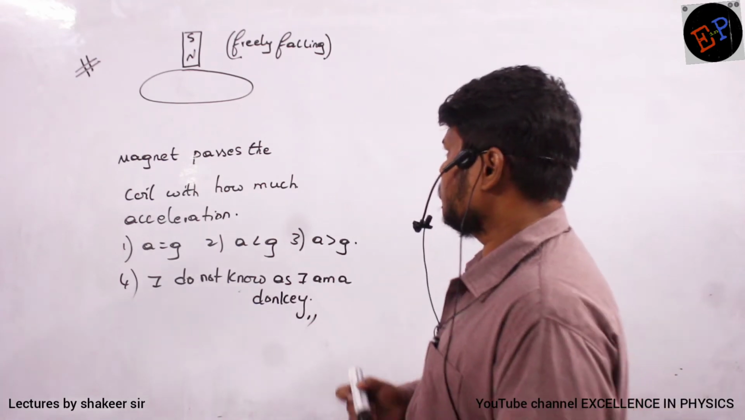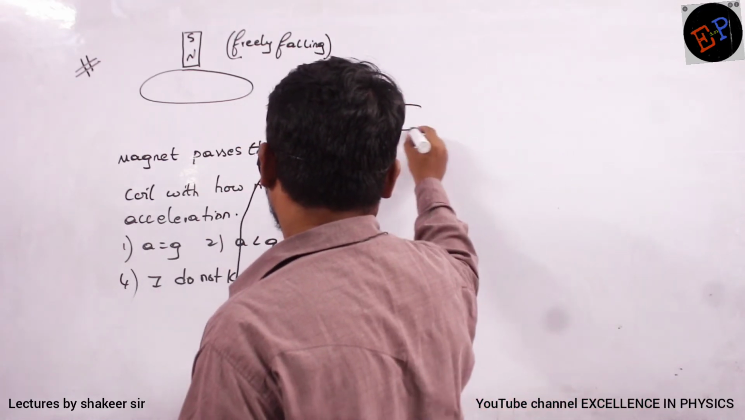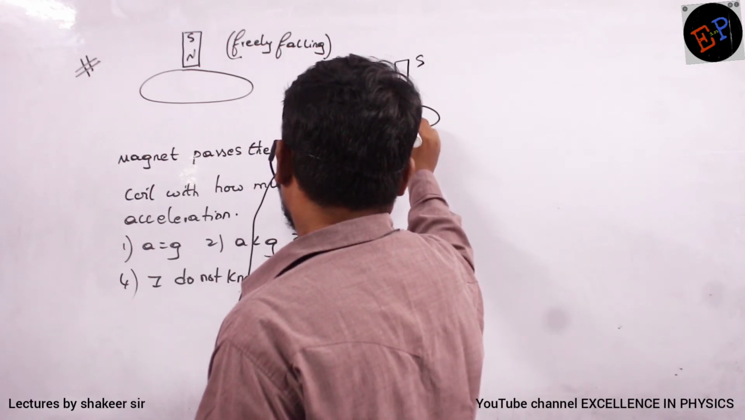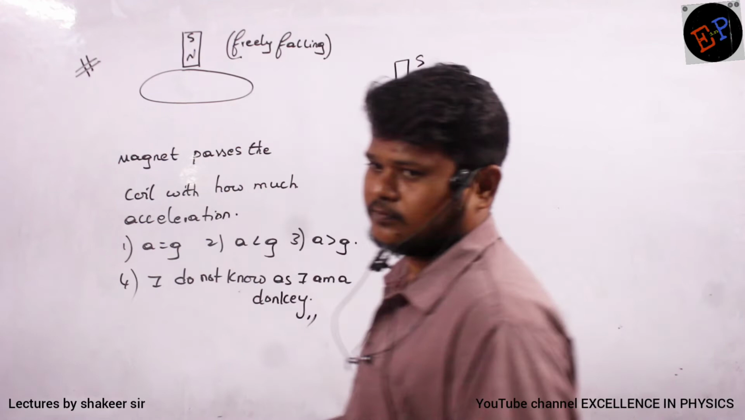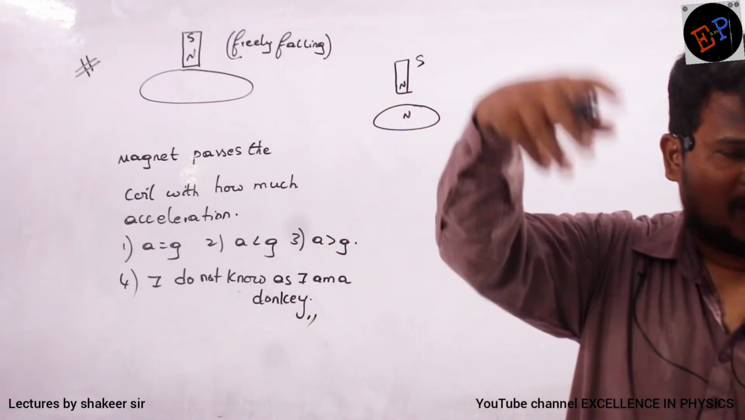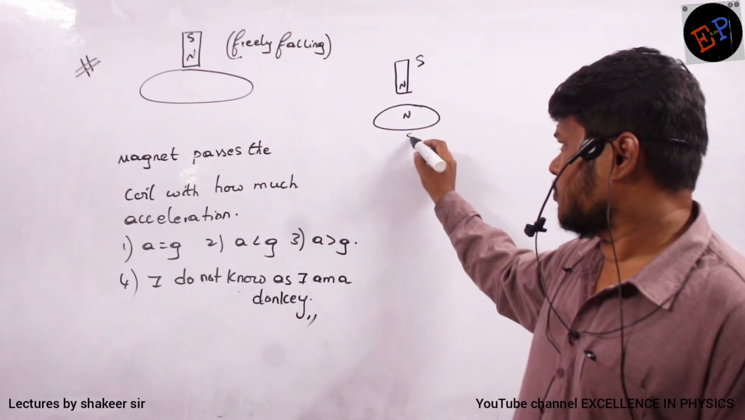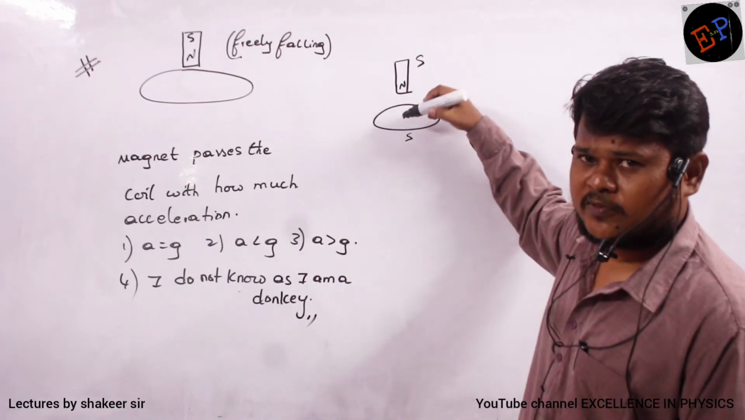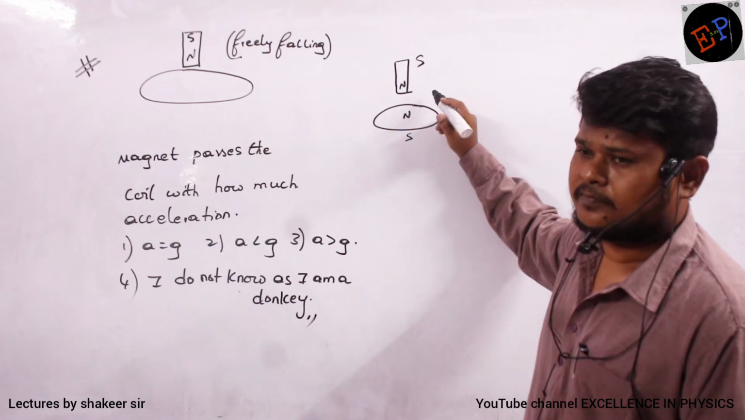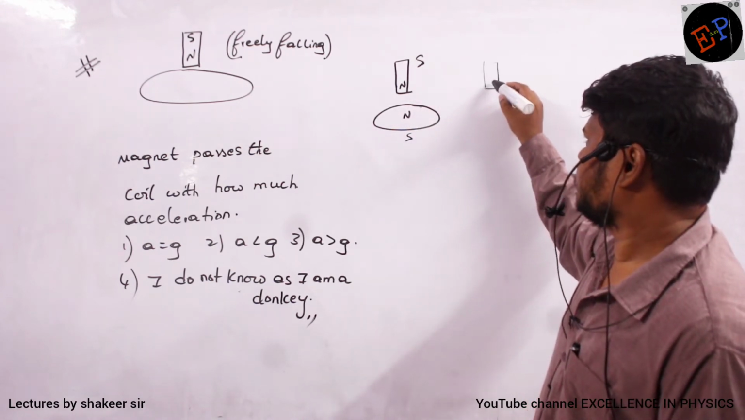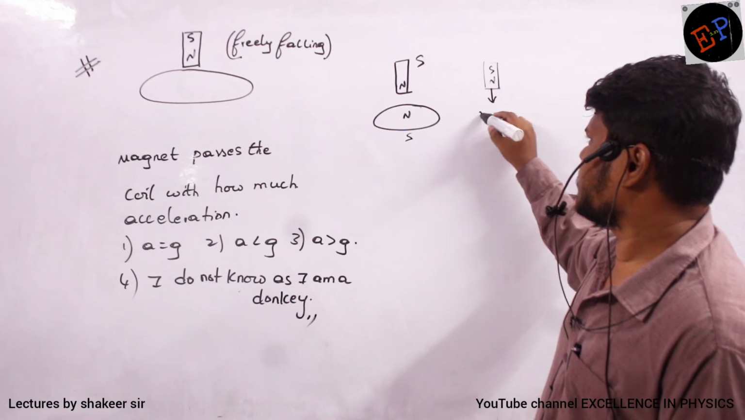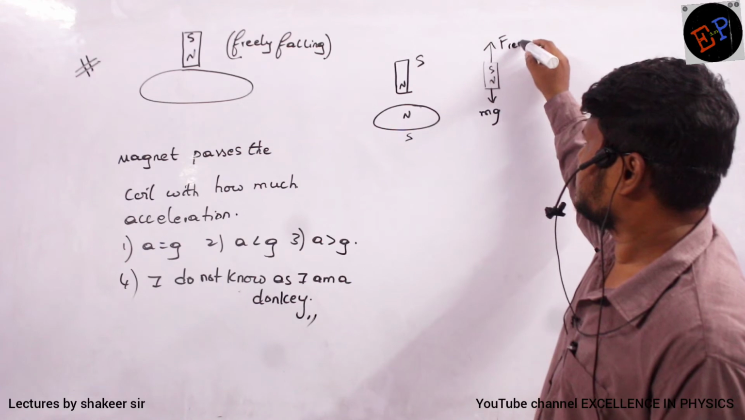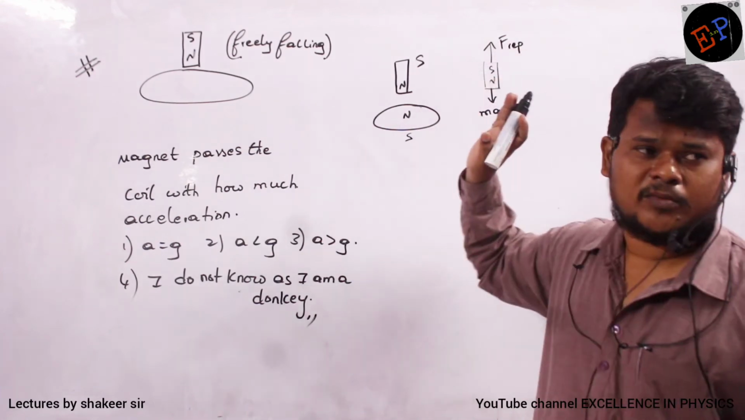So what will it do? When the north pole is approaching, it will also develop a north pole on the top. On top it develops a north pole, below it develops a south pole. Clear? And what type of force is between north and north? Repulsion. So therefore if you take this magnet, its own weight mg is acting downwards, no, and the repulsive force is acting in this direction, no? So definitely it is not a freely falling body, no?